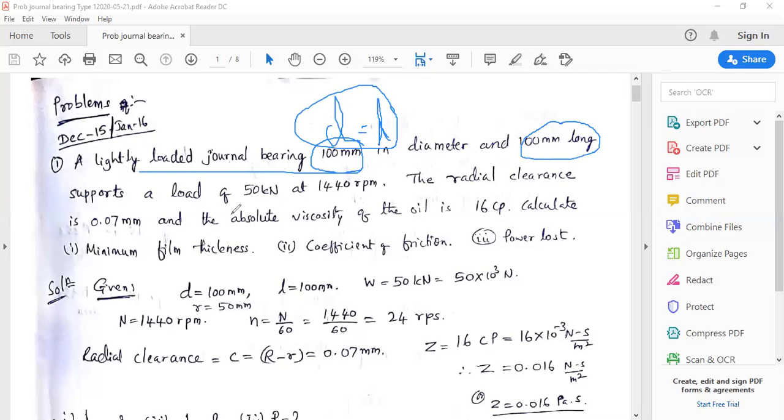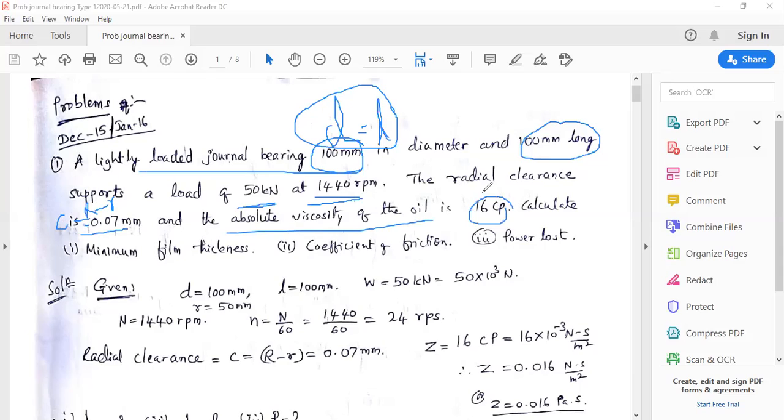Now this bearing supports a load of 50 kilonewton and rotates at 1440 rpm, and the radial clearance is given here. There are two clearances: one is the radial clearance, small c, and the other is the diametral clearance, capital C suffix d. The radial clearance is obtained as the difference between the radius of the bearing and the radius of the shaft. So this is 0.07 mm. The absolute viscosity of the oil is also given here.